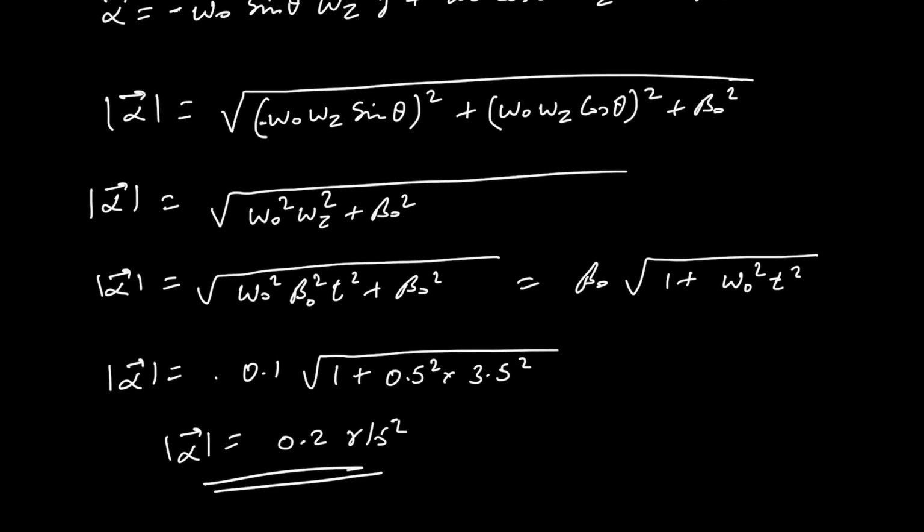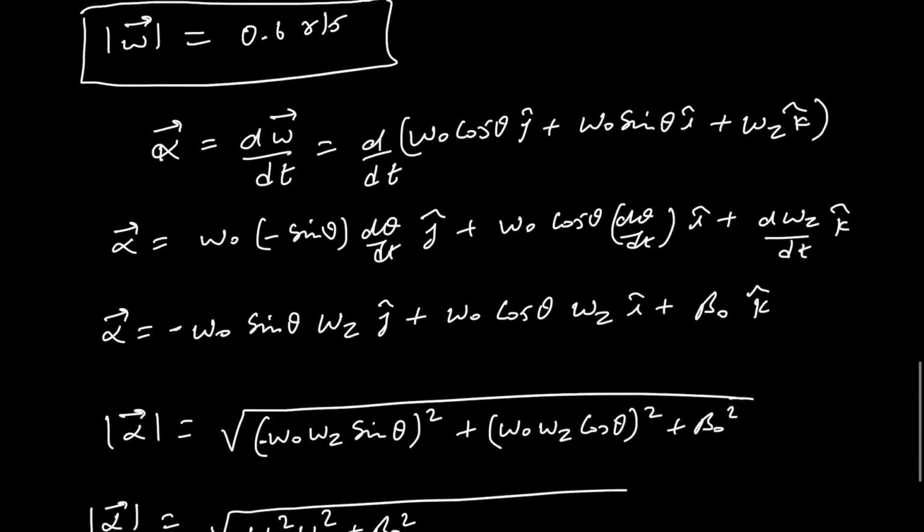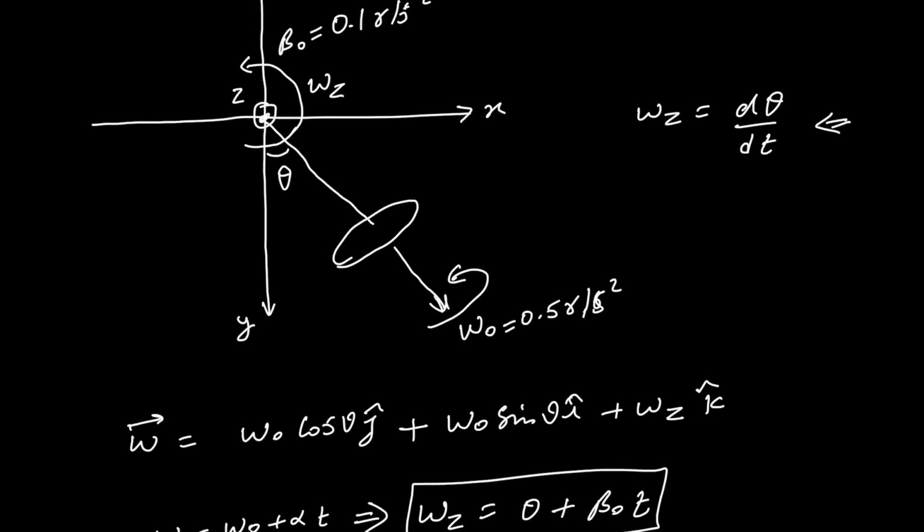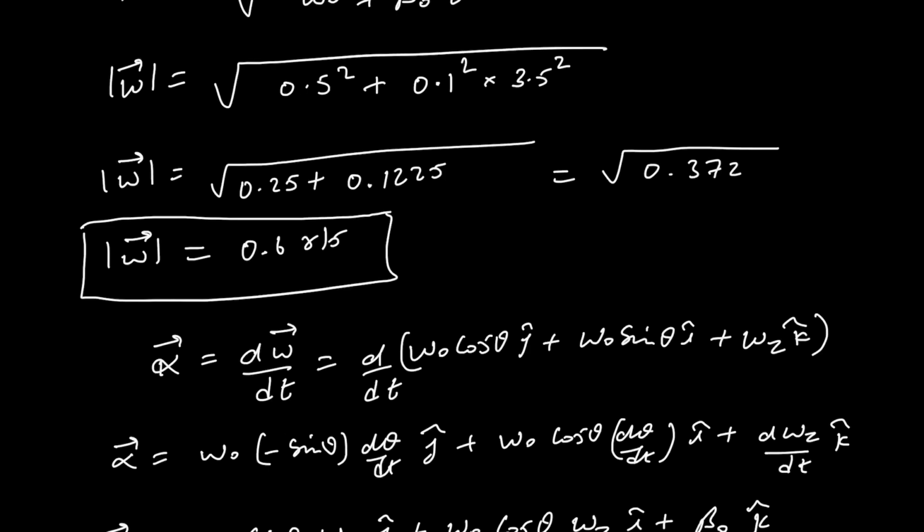While making this video, I made a small mistake. Please consider it. Here the angular velocity is 0.5 radian per second, not radian per second square. So in the unit I have made a small mistake. This is radians per second. So please consider it.